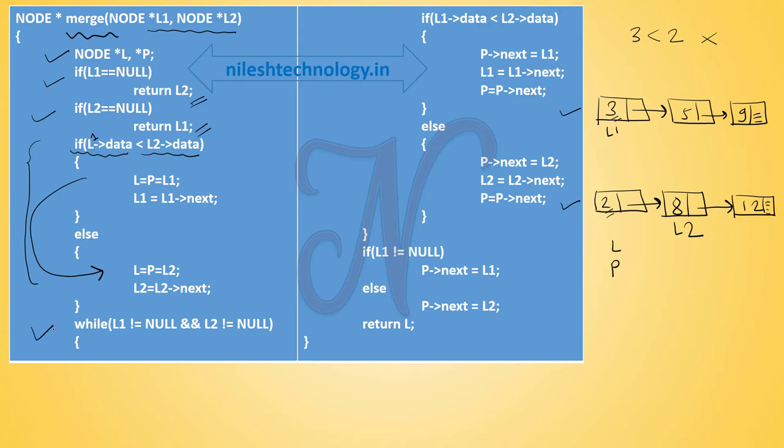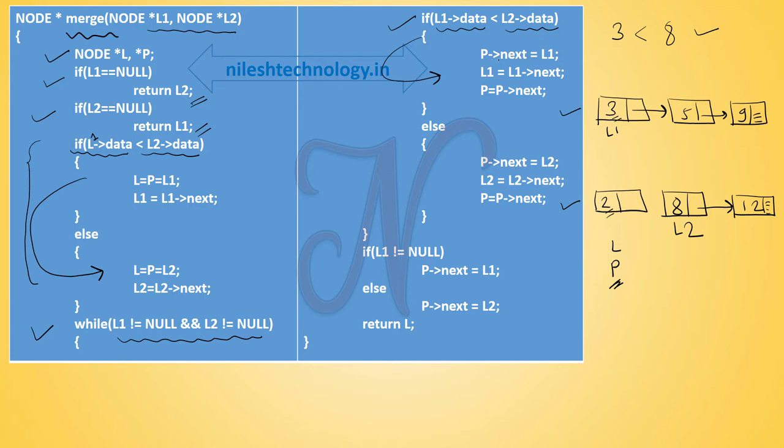Next we go to the while loop: while L1 is not equal to null and L2 is not equal to null. L1 is not equal to null, true, L2 is not equal to null, true. So we go into the while loop. Again there is an if condition: L1 of data is less than L2 of data. L1 of data is 3 and L2 of data is 8. 3 is less than 8, true. So we go to the if condition.